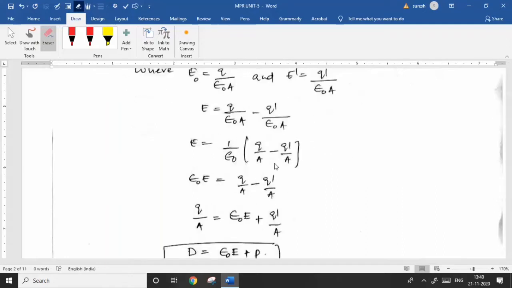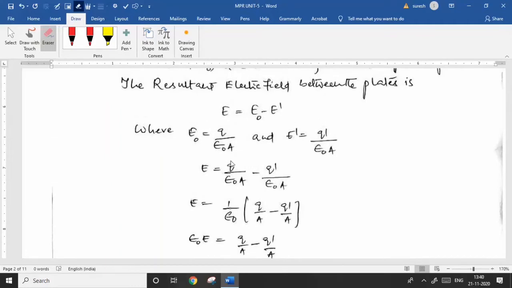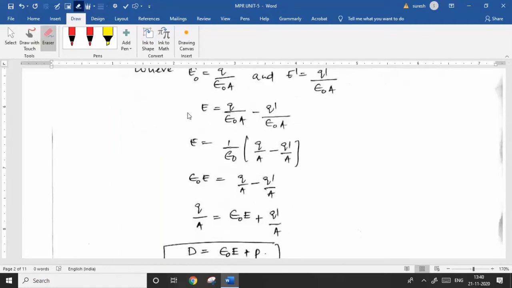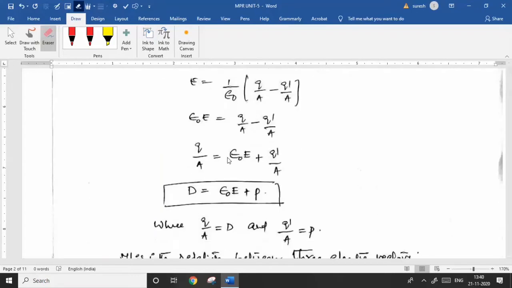Substituting these two values in the above equation, we will get E is equal to Q by epsilon naught A minus Q dash by epsilon naught A. Take 1 by epsilon naught as common here: E is equal to 1 by epsilon naught into Q by A minus Q dash by A. Taking cross multiplication from this step, I will get epsilon naught E is equal to Q by A minus Q dash by A. Taking Q by A from the right hand side to the left hand side, I will get Q by A is equal to epsilon naught E plus Q dash by A.